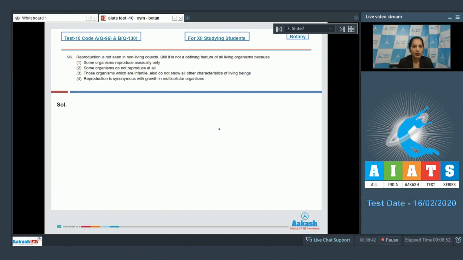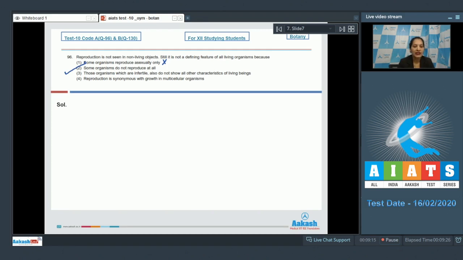So let's see the options. First option, some organisms reproduce asexually only. No. If organisms reproduce asexually only, it means they are reproducing, so it cannot be the exception to reproduction. Second one, some organisms do not reproduce at all. Yes, if organisms do not reproduce, there are exceptions to reproduction, which makes reproduction a characteristic feature. So this is the correct option.